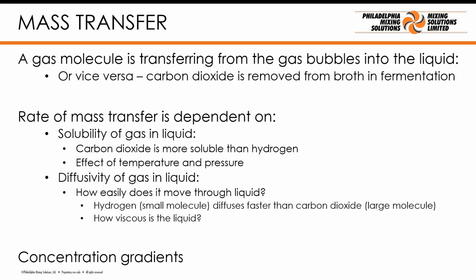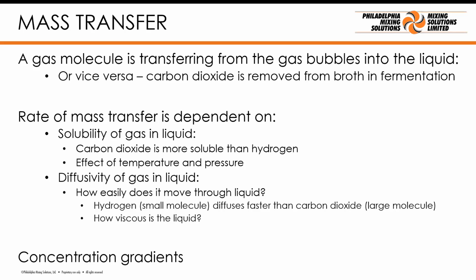As a molecule of gas transfers from the gas bubble to the liquid, or vice versa, the rate of mass transfer is dependent on the solubility of the gas in the liquid. Carbon dioxide is more soluble than hydrogen. The effective temperature and pressure: high pressure is good, higher temperature reduces the solubility. And the diffusivity of the gas in the liquid.